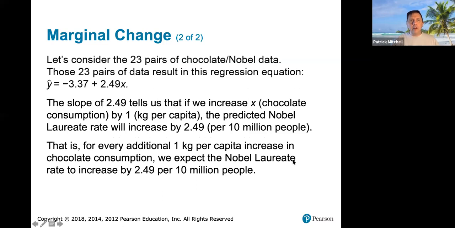Which is essentially what this says here. Let's consider the 23 pairs of chocolate Nobel data. Those 23 pairs of data result in this regression equation. The slope of 2.49 tells us that if we increase x, chocolate consumption, by 1 kilogram per capita, the predicted Nobel laureate rate will increase by 2.49 per 10 million people. That is, for every additional 1 kilogram per capita increase in chocolate consumption, we expect the Nobel laureate rate to increase by 2.49 per 10 million.